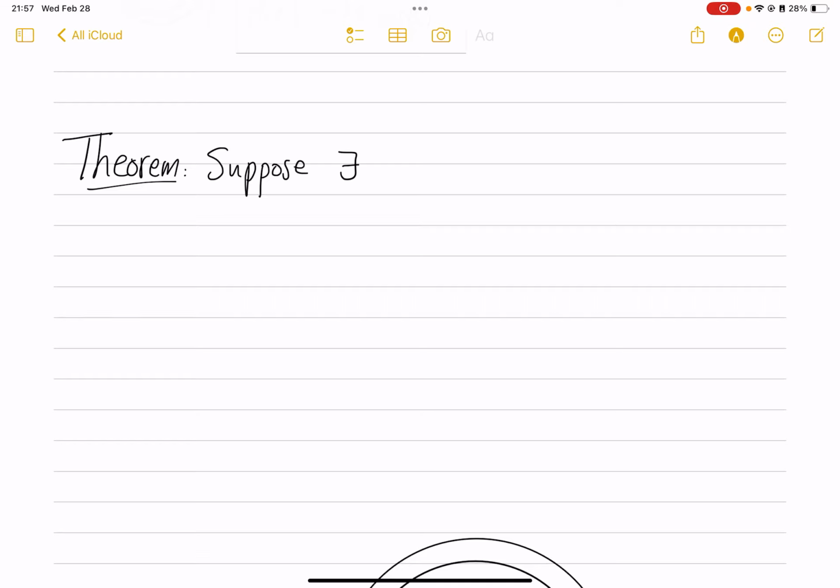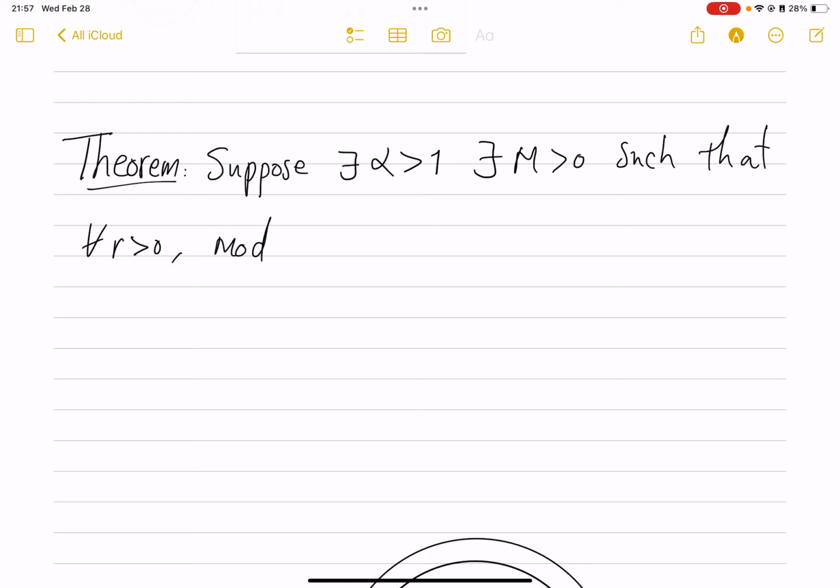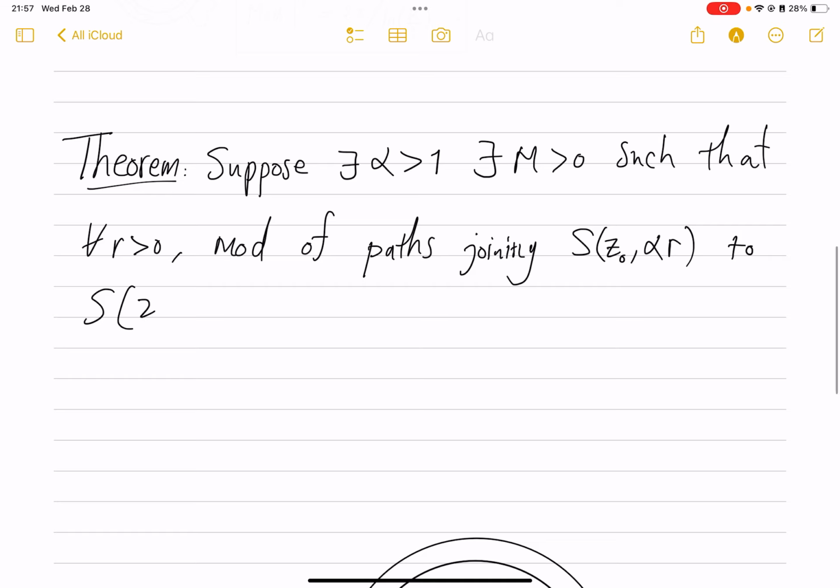all we know is that there exists some alpha bigger than 1, and there exists some M positive such that for every r positive, the modulus of paths joining the circle centered at z naught of radius alpha r to the circle centered at z naught of radius r is less than or equal to M.